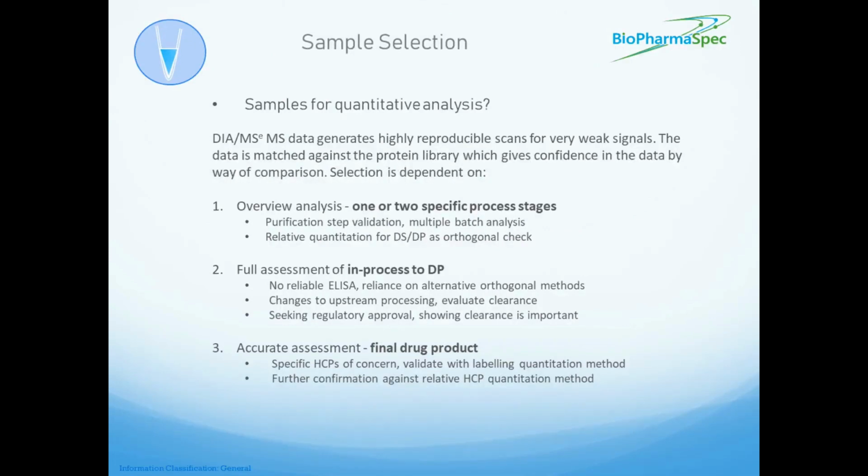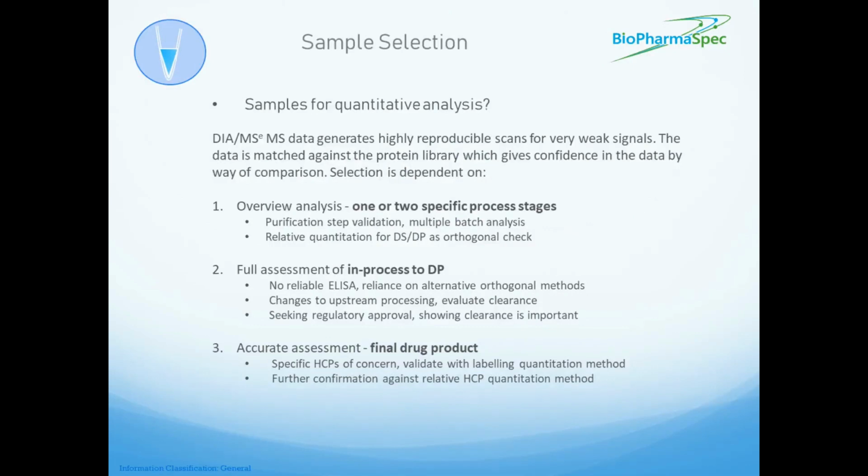Then we have a full assessment scenario using samples from multiple purification stages, all the way from upstream in-process samples down to the drug product. And here you might not have a reliable ELISA, therefore there is a heavy reliance on other available orthogonal techniques. Or you may have changed an upstream processing step, risking changes in your HCP population, and your custom process-specific ELISA needs to be redeveloped, pushing time constraints. Therefore, you can use MS to ensure quickly that there are no changes or new issues and that good clearance has been achieved. Or perhaps you're at the final stages of your product development and wanting to move forward with regulatory approval, and showing clearance is an important box to tick.